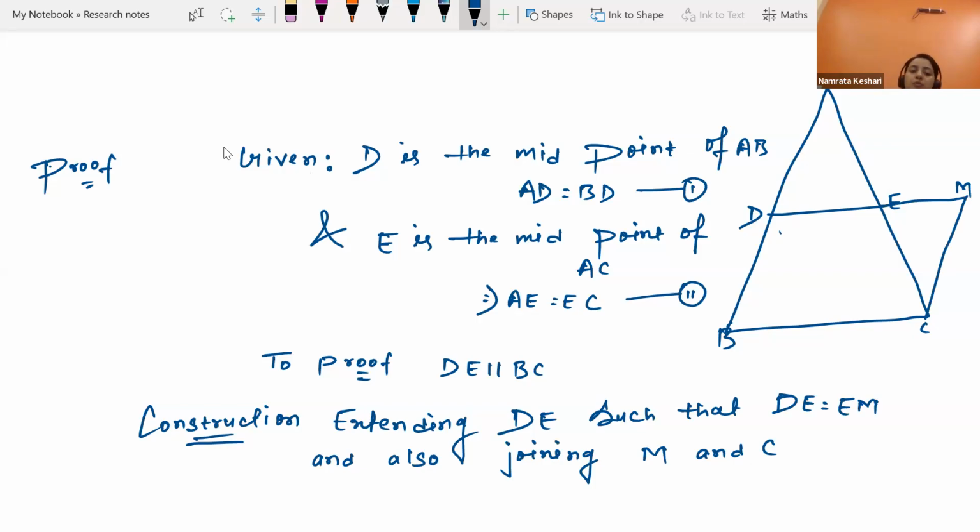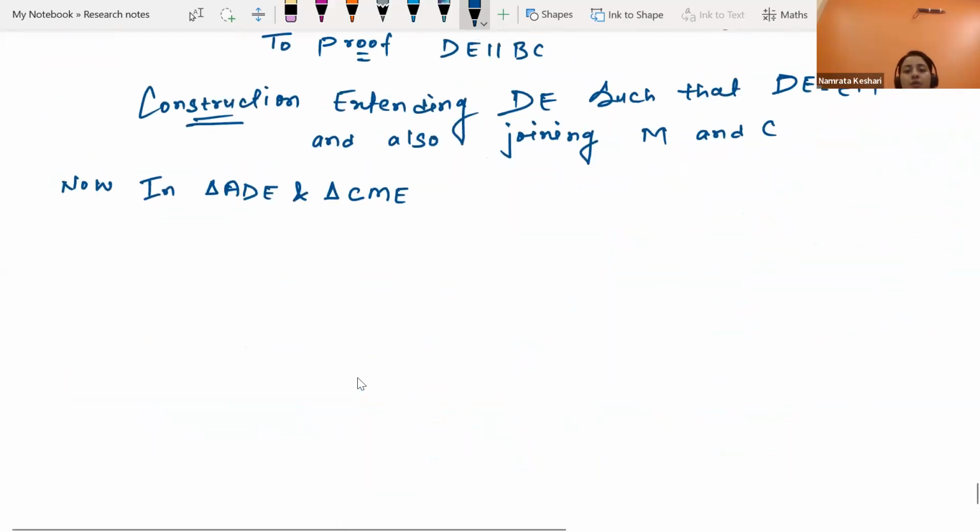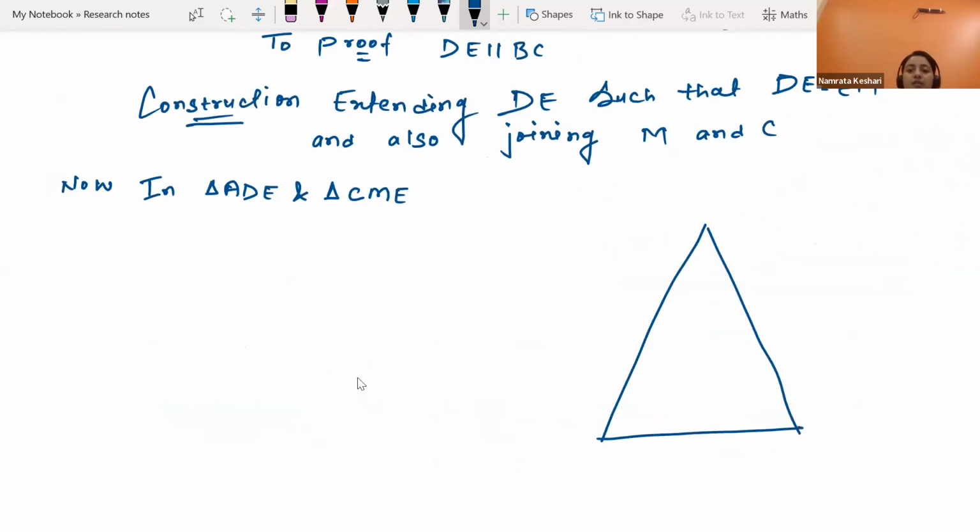Now we will focus on proving the triangles. Now in triangle ADE and triangle CME, we will try proving these two triangles congruent. Let's do it. I'm again drawing the same figure over here so that you will not get confused with the triangles.